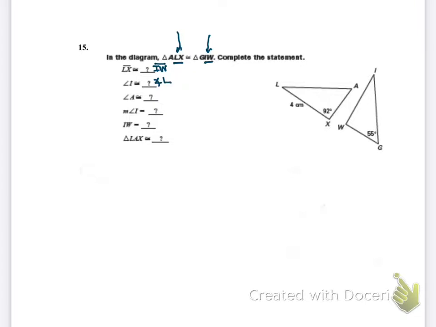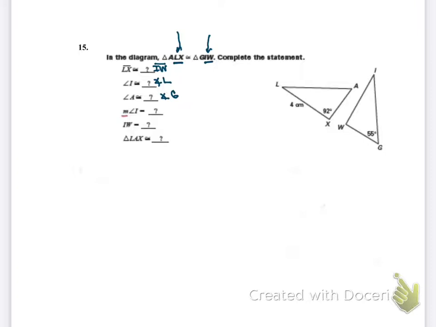Okay, angle A, which is the first angle, is congruent to angle G, which is the first angle, for the second triangle. Okay, now we have to have different answers. Do you see, so I'm going to change my color just to emphasize this.